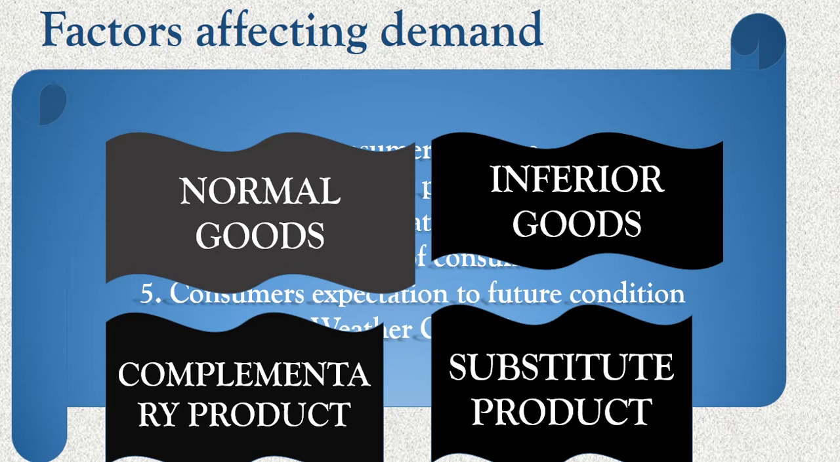Next is the number of consumers. If there are many consumers, then there will be a large amount of people, of course, enough to influence the demand curve.